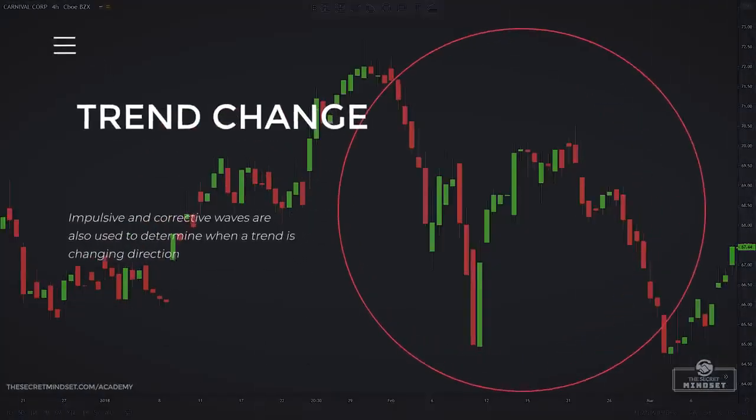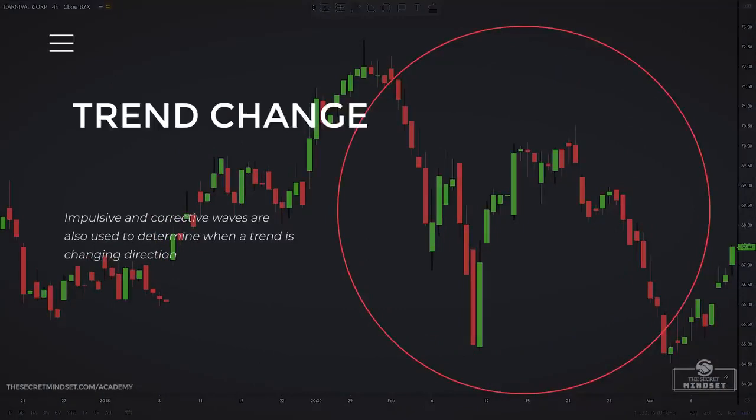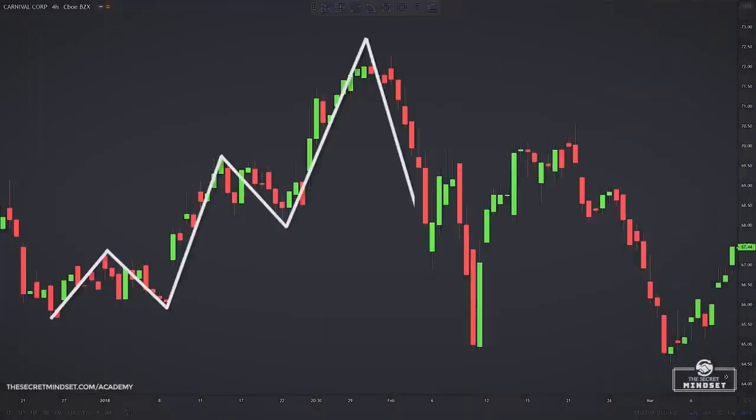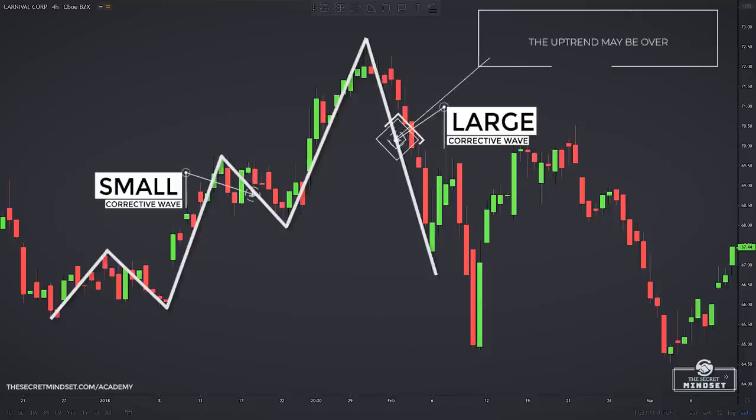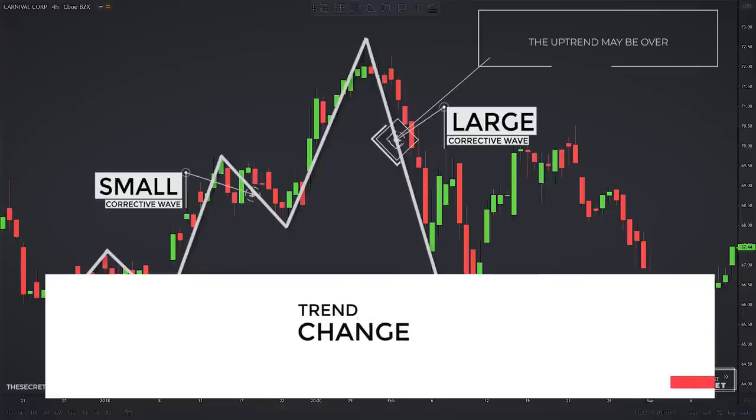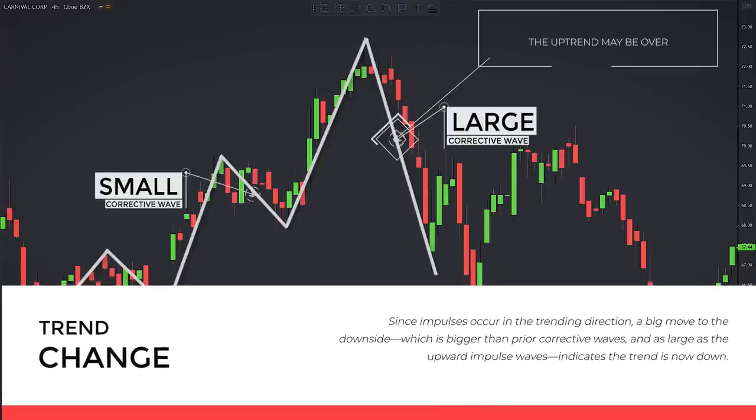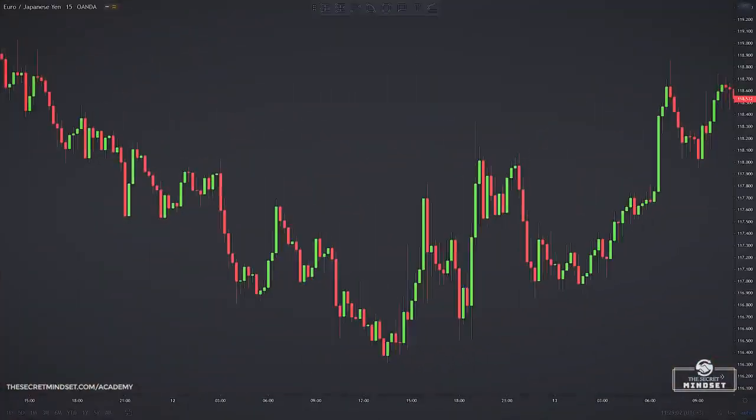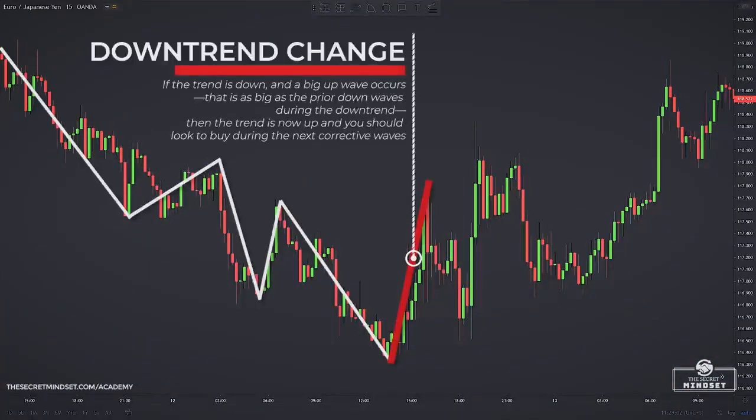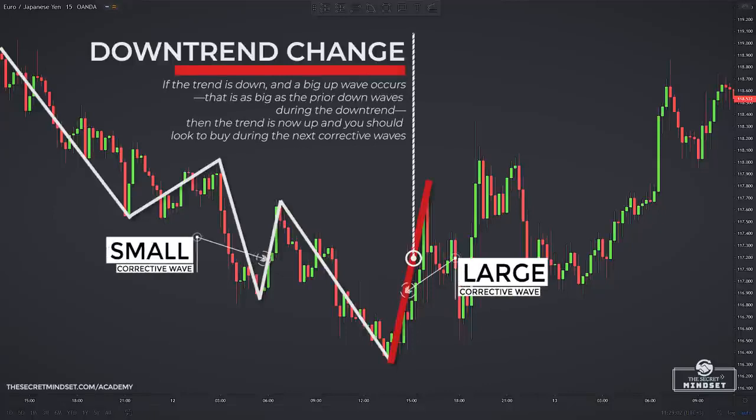The idea of impulsive and corrective waves is also used to determine when a trend is changing direction. If a price chart shows big moves to the upside, with small corrective waves in between, and then a much larger down move occurs, this is a signal that the uptrend may be over. Since impulses occur in the trending direction, a big move to the downside, which is bigger than the prior corrective waves and as large as the upward impulsive waves, indicates the trend is now down. If the trend is down and a big up wave occurs that is as big as the prior down waves during the downtrend, then the trend is now up and you should look to buy during the next corrective waves.